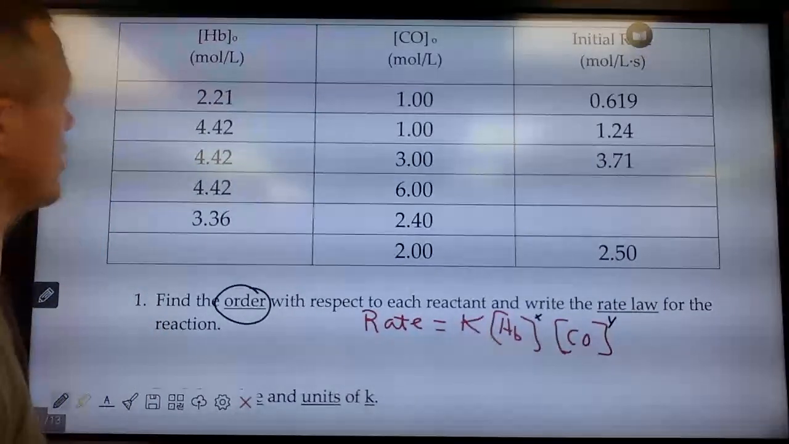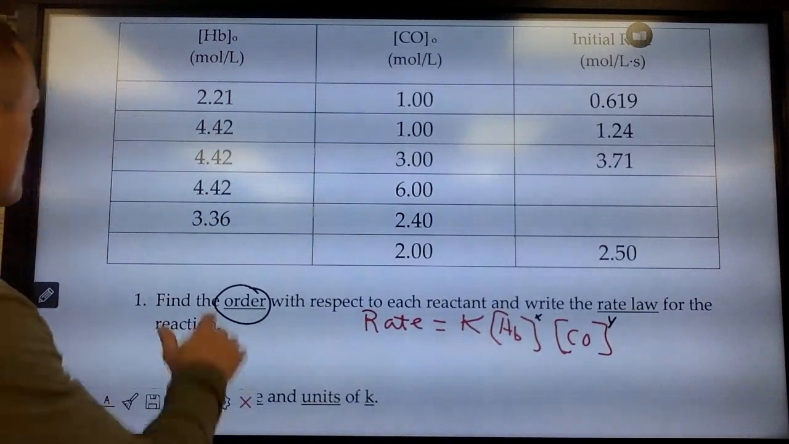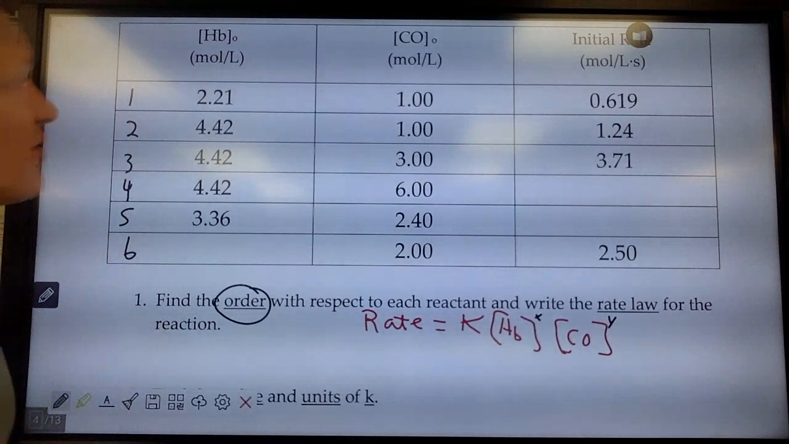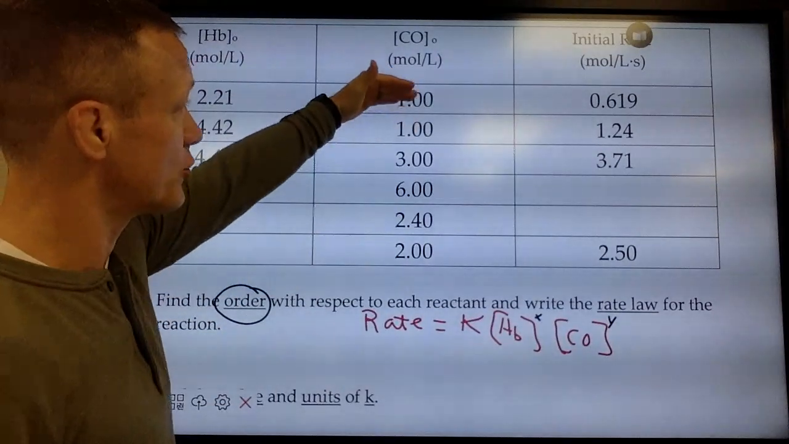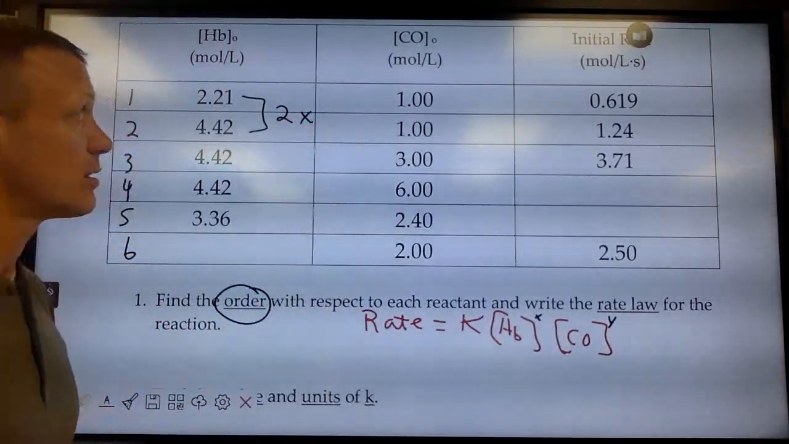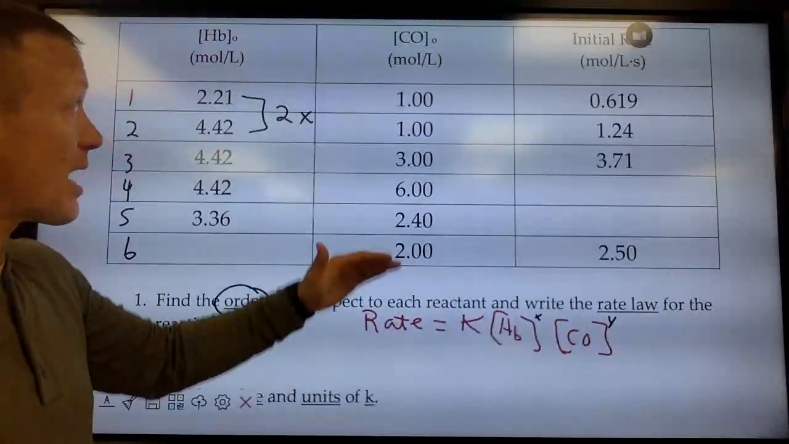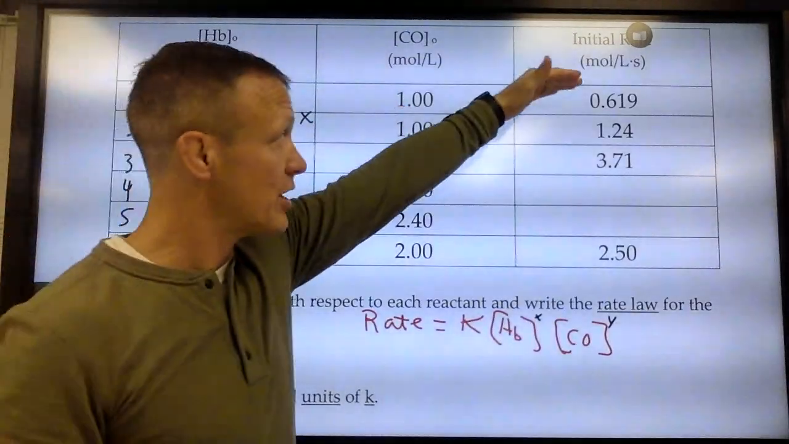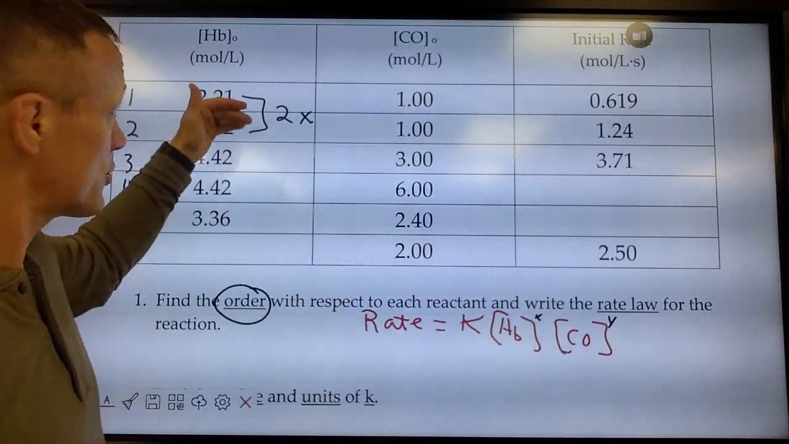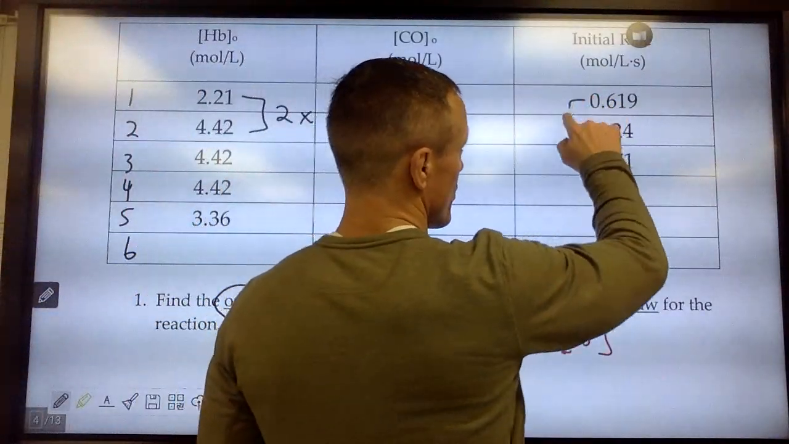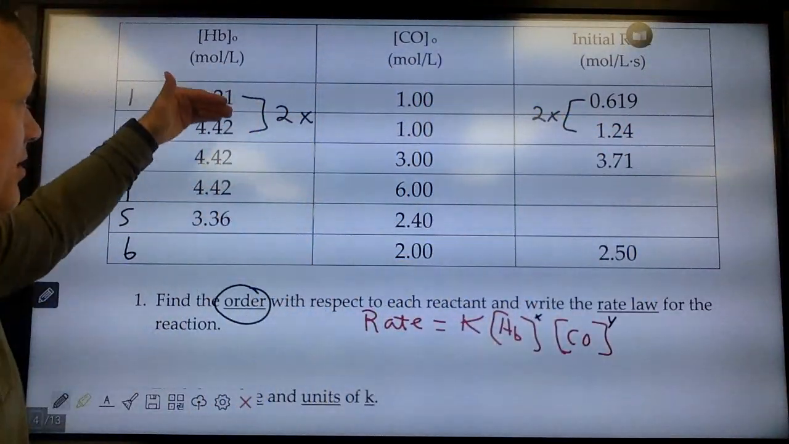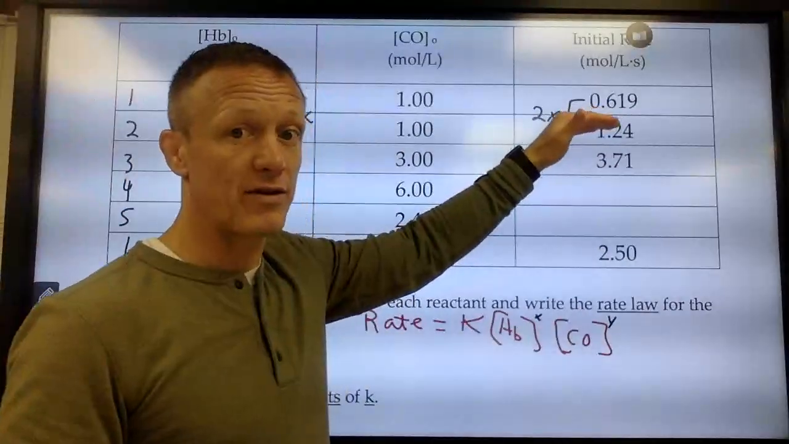So here's how you go about that. We have to compare 2 different trials. Again, this is experiment 1, 2, 3, 4, 5, 6. If we look here, they're not changing this concentration. This concentration is doubling. It's going up 2 times. So if the rate changes, it's not based on this. If the rate changes, which it did, it's based on this concentration changing. So changing this concentration does what to the rate? Well, we look over here. That is 2 times bigger also. So doubling this concentration doubles the rate of this reaction.